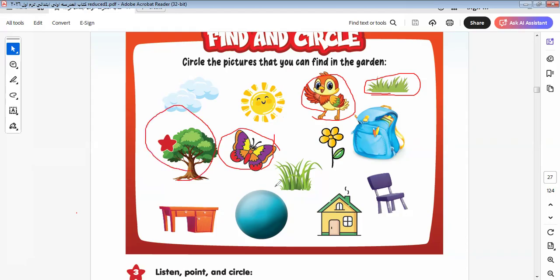In the garden, here is grass also. Here we have grass. Flower, yes, all this I can see in the garden. I can see a bird, grass, flower, butterfly, and tree. This is something I cannot see: a chair. I do not see a chair in the garden. So these are the things that I can see in the garden.